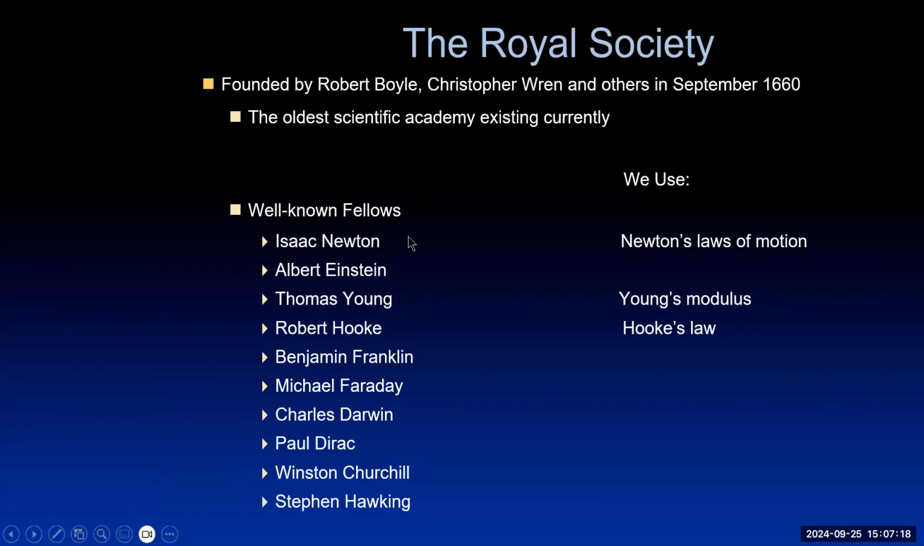And there are some well-known people: Isaac Newton, Albert Einstein, Thomas Young, Robert Hooke, Ben Franklin, Michael Faraday, Charles Darwin, Dirac, Winston Churchill, Stephen Hawking. And we use even today Newton's laws of motion, Young's modulus, and Hooke's law for basically what we do to test structures.